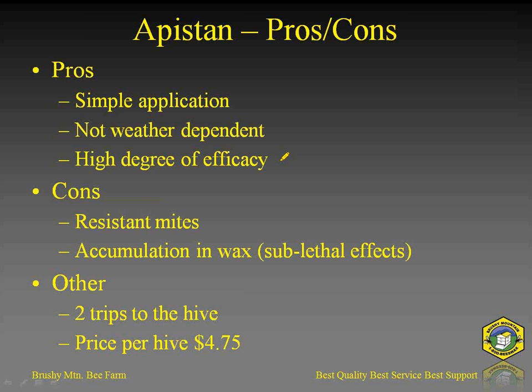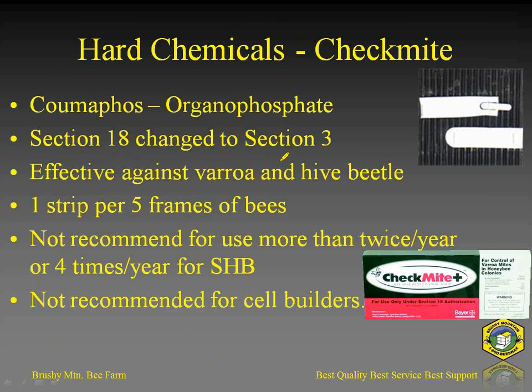So that's Apistan. Let's talk a little bit about Checkmate. The active ingredient is coumaphos, and it's an organophosphate. It was originally Section 18, which means it was an emergency registration. And this is largely in response to the developed resistance to Apistan that Checkmate was brought onto the market as a Section 18. Although that was last year or 2 years ago, it received a full Section 3 registration, which is general approval. It is effective against Varroa as well as small hive beetle.